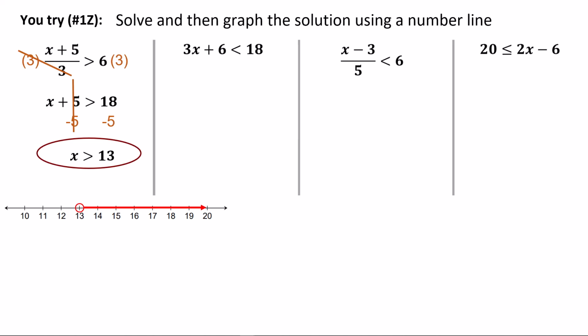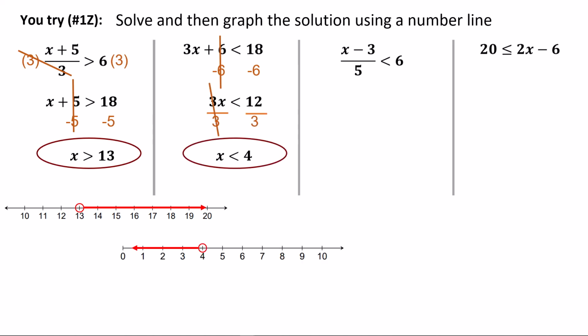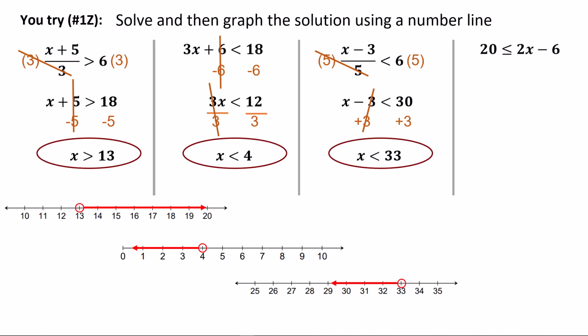For 3x plus 6 less than 18, we subtract 6 from both sides, leaving 3x less than 12. Divide both sides by 3, x less than 4. Open circle on the 4, arrow to the left. For x minus 3 over 5 less than 6, first multiply both sides by 5, leaving x minus 3 less than 30. Add 3 to both sides, x is less than 33. Open circle on the number line, arrow to the left.